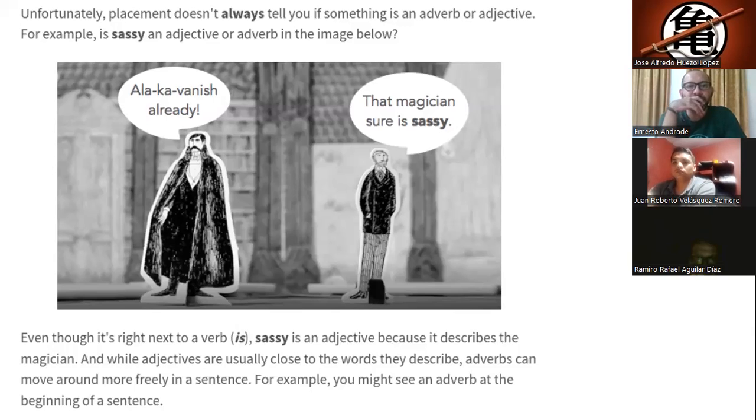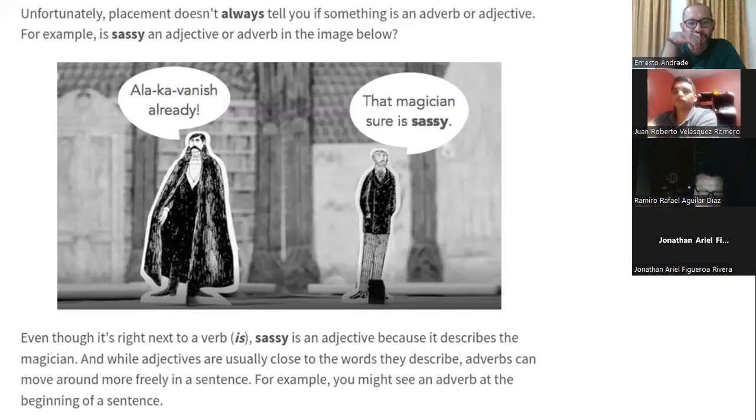So what you need to do in these situations is to check what is the word described. Is it describing the verb or is it describing the noun? If it's describing the noun, well, it's an adjective. If it's describing the verb, then it's an adverb. So that is the most important rule here.